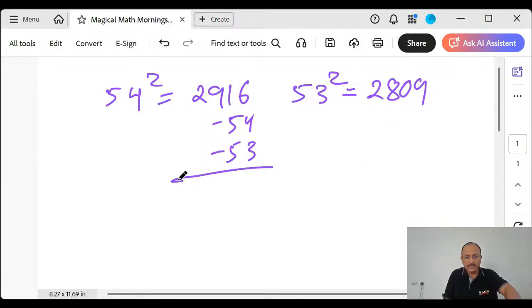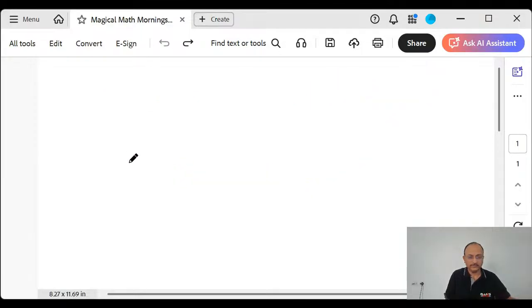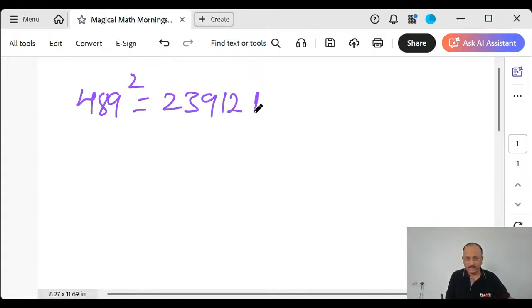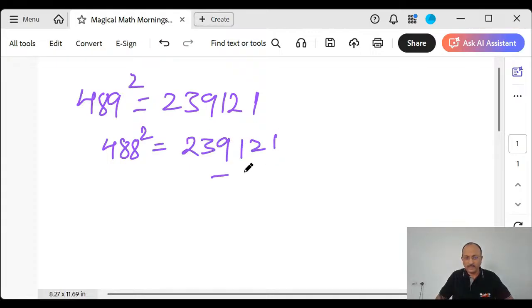I would like to give you a little bigger number. 489 square is equal to 239121. I want you to find the square of 488 now. 489 square I had given. Instead of squaring this, it's definitely easier to subtract, correct? Minus 489 you do first, then you come to 488.